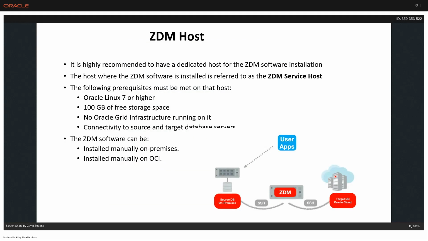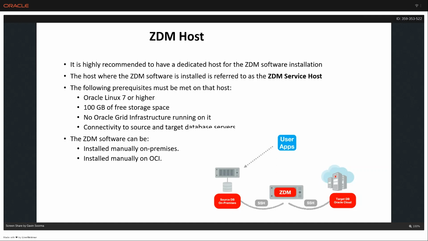So a couple of extra things out here. I need to install a compute instance. I can use maybe an existing VM. I don't have to, but it's recommended to have a dedicated machine just for ZDM. I think the requirement is that there should be no grid infrastructure process running on it. So if I want to use an existing machine for ZDM, just ensure that it's not part of your RAC cluster or grid infrastructure. It needs to be Oracle Linux 7, and it needs to have at least 100 GB of free space. And at the end of the day, it needs connectivity to the source and target.